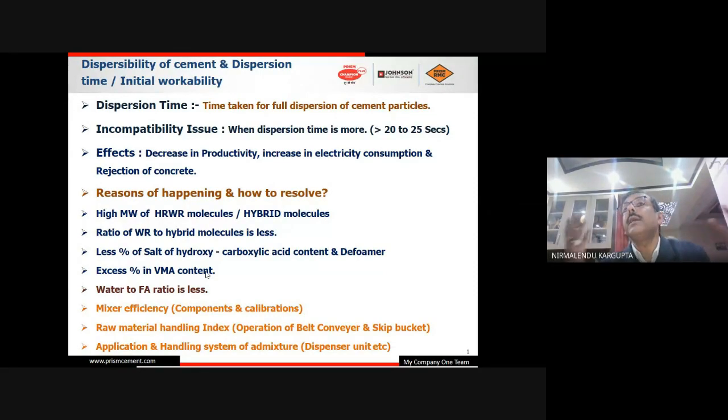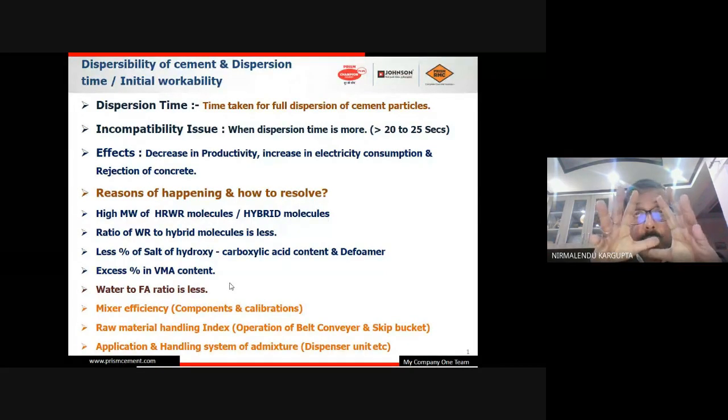How will you get collapse slump immediately? It will not allow the concrete to collapse even after more and more mixing. So VMA is excess. So these are the points. And water to FA ratio is very less. In concrete mix design, what do we have to see? Water to FA ratio, free water to FA ratio.